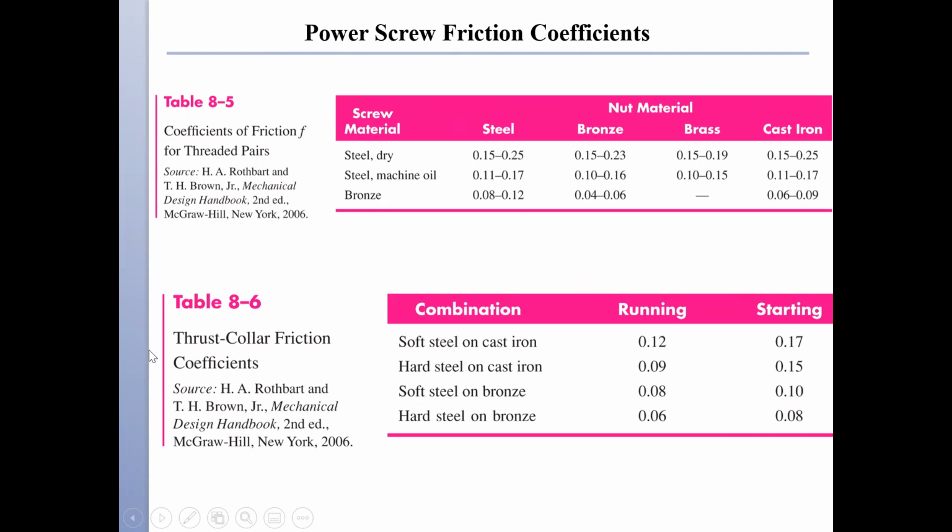Likewise, in table 8.6, we have the thrust collar friction coefficients for a collar. And of course, it depends on whether you are running or starting. The starting friction coefficient is higher than the running friction coefficient. And it depends on the combination of the collar and the material of the body you're trying to lift. So if you have soft steel on cast iron, it's different than hard steel on cast iron, and so on.